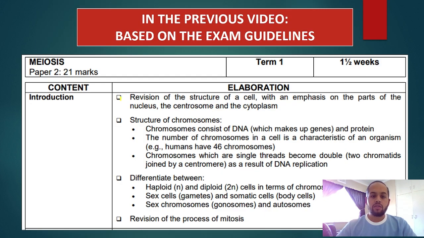In the previous video, we revised the structure of a cell with emphasis on parts of the nucleus, the centrosome, and the cytoplasm. We looked at the structure of chromosomes. We also differentiated between haploid and diploid cells in terms of chromosome number. We spoke about sex cells, and we also spoke about sex chromosomes known as gonosomes, as well as our autosomes, which are our body cells.